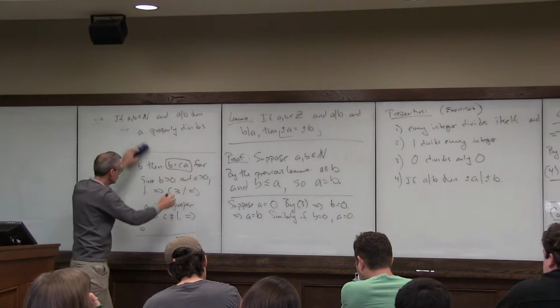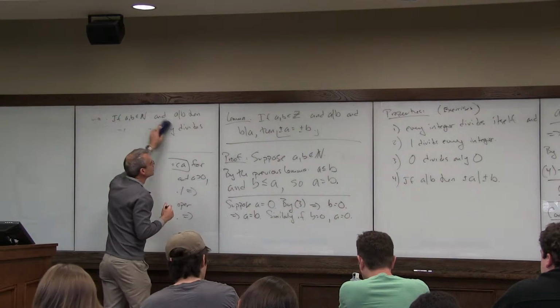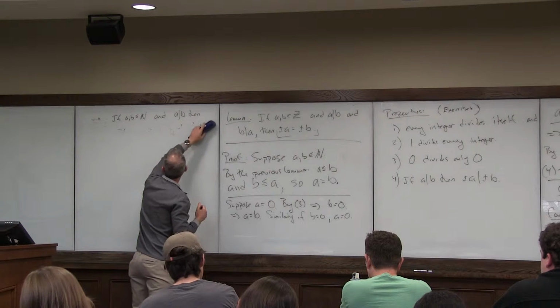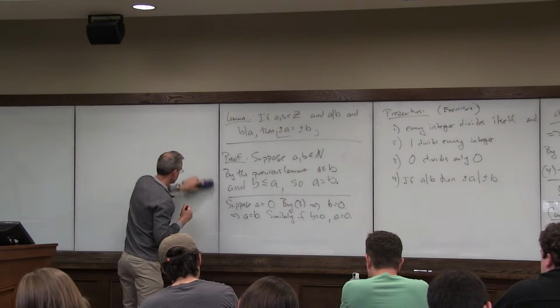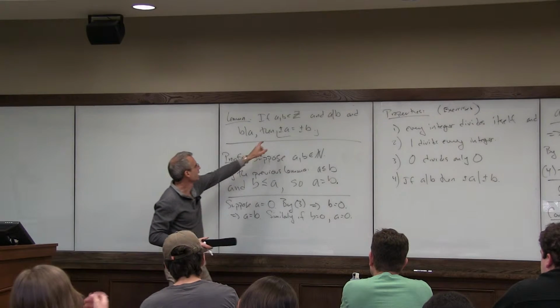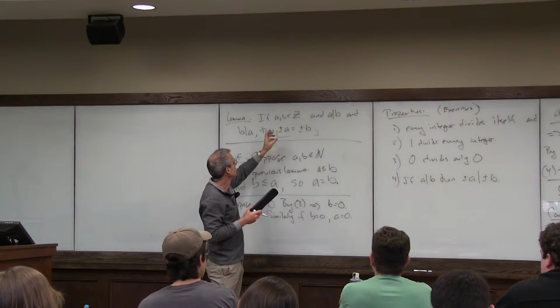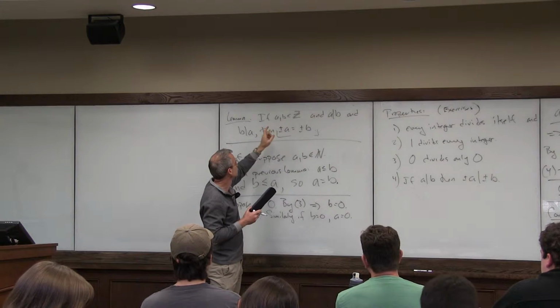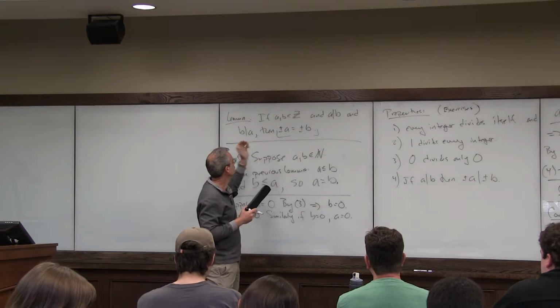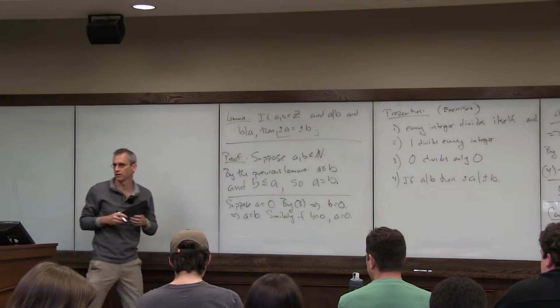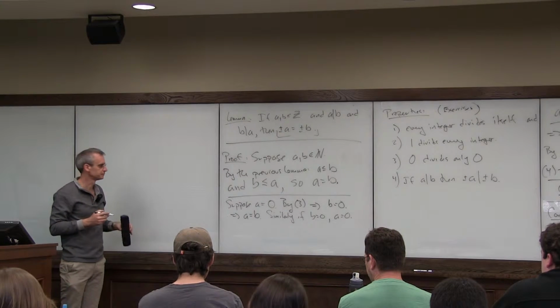So this is sort of a new way to show that, and believe it or not, this actually could be useful, right? But this is a way to show that A equals plus or minus B, or if they're natural numbers, that A equals B, just to show one divides the other and vice versa. Then you get that if they're natural numbers, they have to be the same.